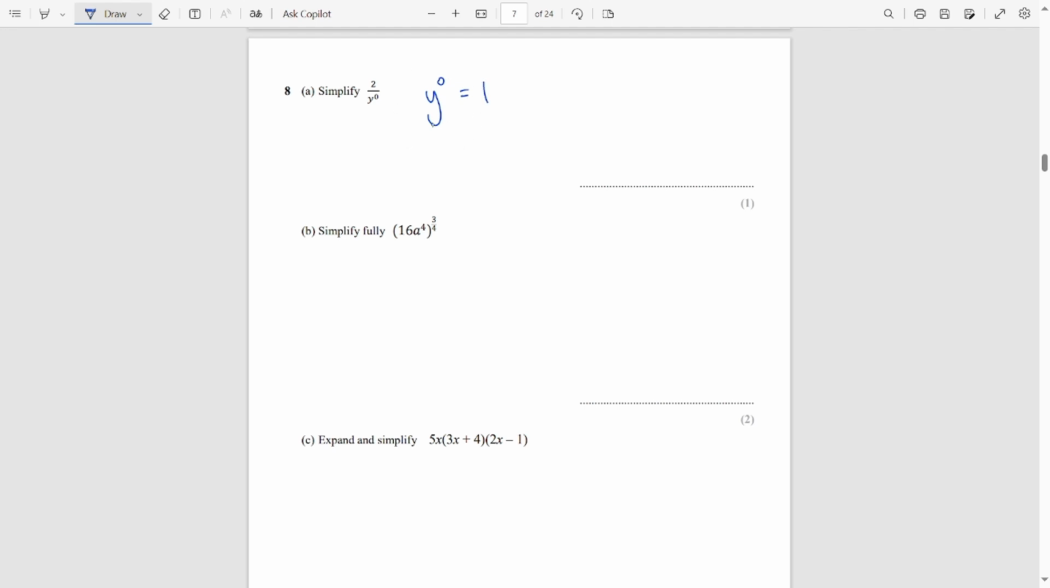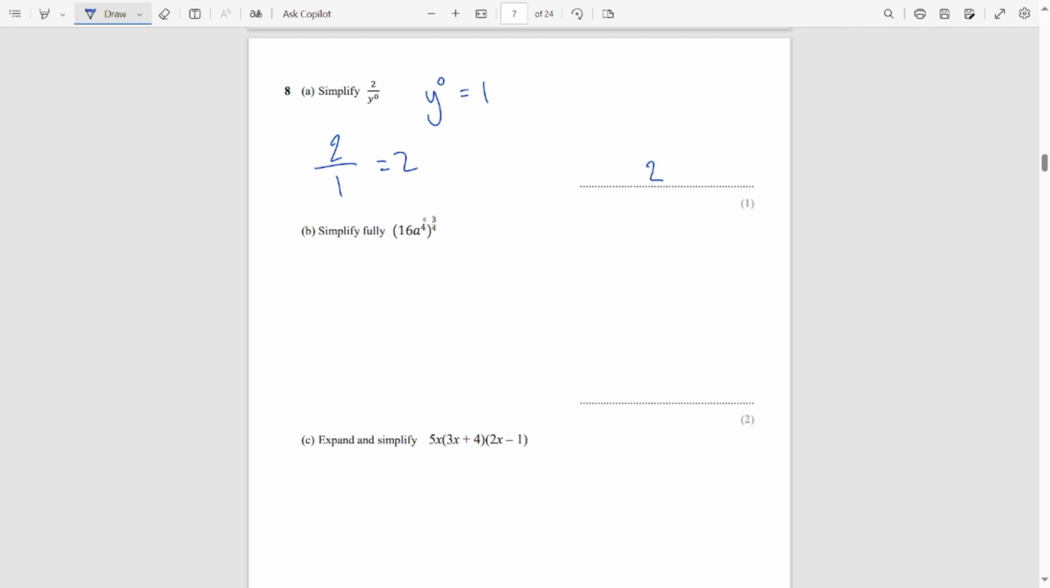And if you get confused in your exam, you can always just use your calculator to test some values. So put in 2 to the power of 0 on your calculator, you'll get 1. Put in 10 to the power of 0 on your calculator and you'll get 1. And hopefully that will kind of remind you of the rule. So if y to the 0 is 1, we have 2 over 1, which is just 2.